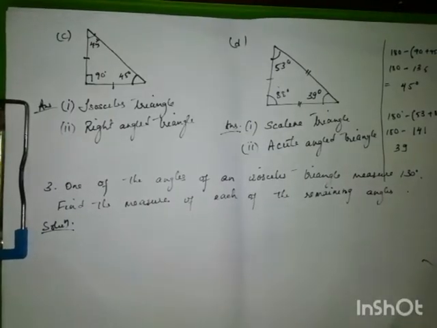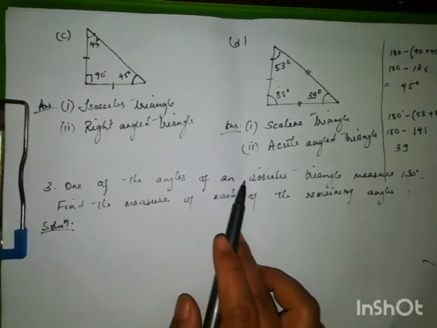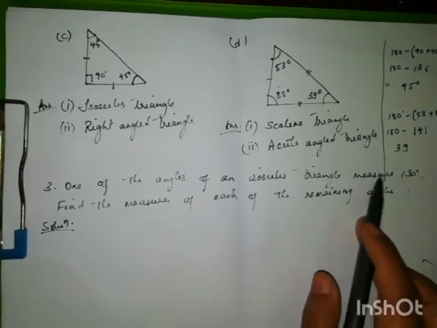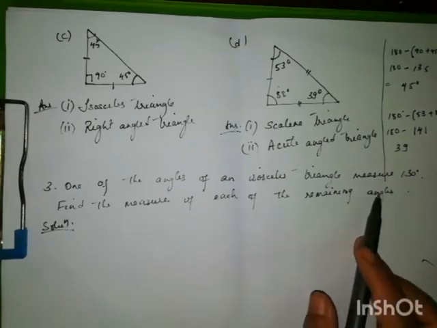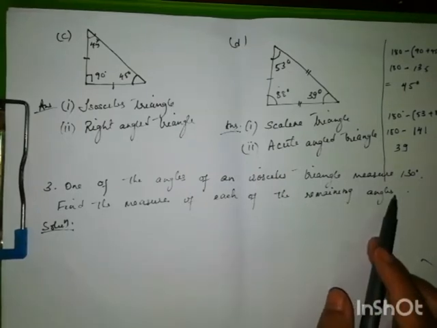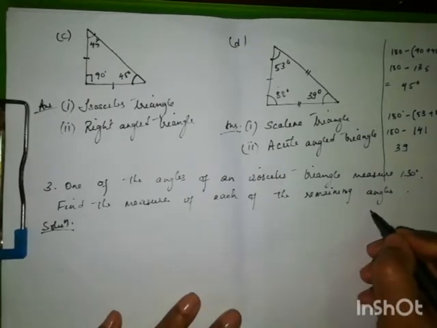Question number 3. One of the angles of an isosceles triangle measures 130 degrees. Find the measure of each of the remaining angles. Here we have an isosceles triangle.